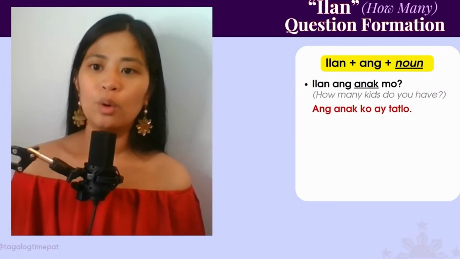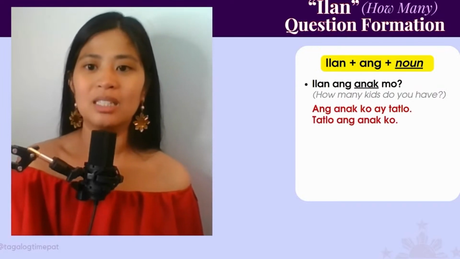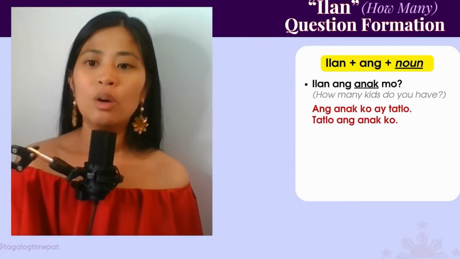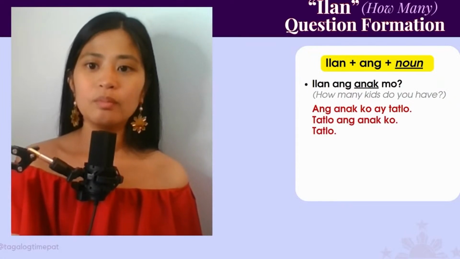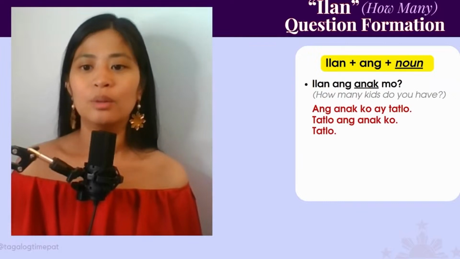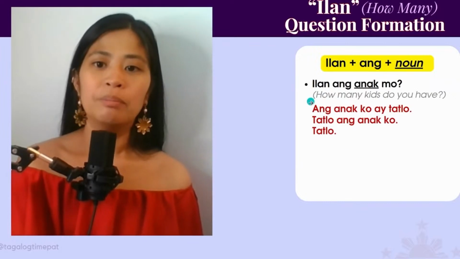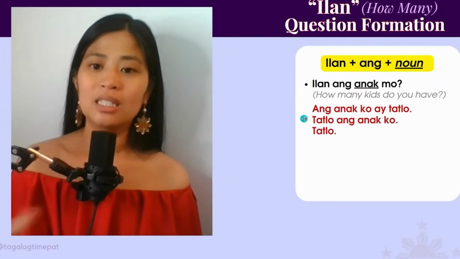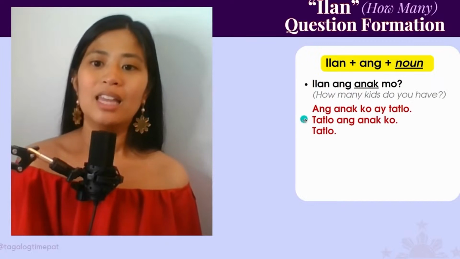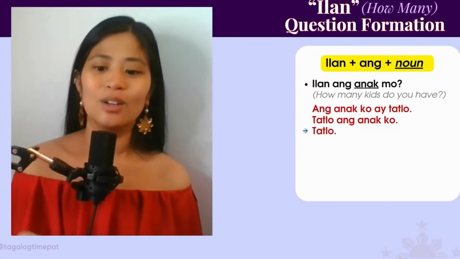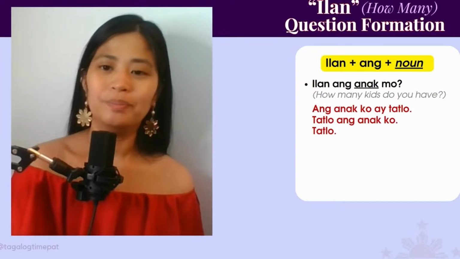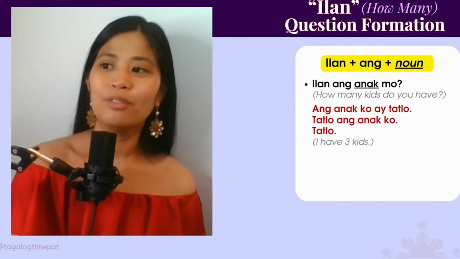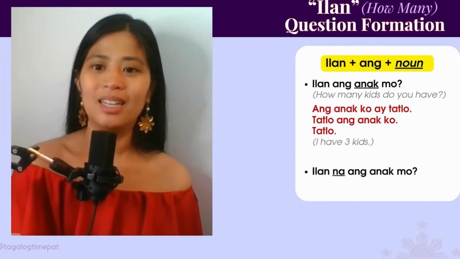Ang anak ko ay 3. I have 3 kids. Or 3 ang anak ko. Or 3. So again, there are many ways to respond. The first one is formal. No one really says it like that. The second one is common. That is what people would say. And then the last one is the short answer, which is also acceptable. I have 3 kids. That is what that means.